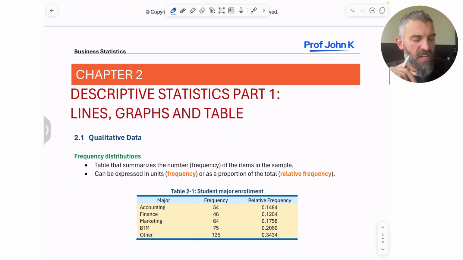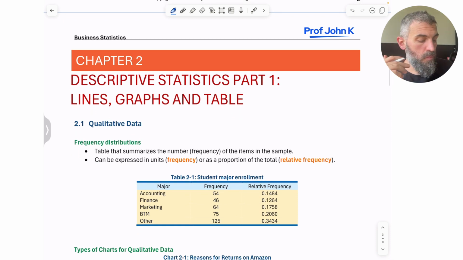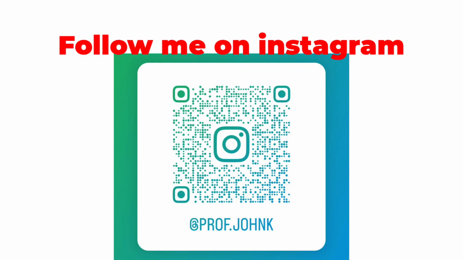Okay, so that's really all the time I want to spend on the introduction. The rest of the course will be spent on this section, which is the first part of descriptive statistics. So it's split up into two parts. The first part here will be just looking at the different graphs and lines and certain tables that we're going to make. And then the following chapter, which will be the next lesson, we're going to get into the numerical side of descriptive.